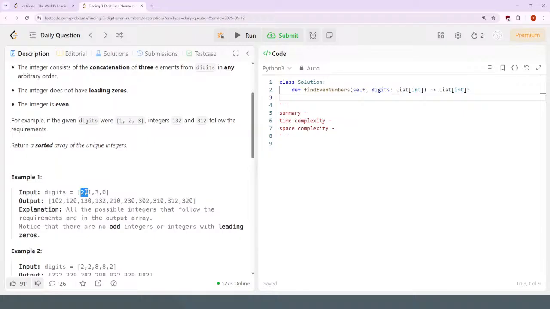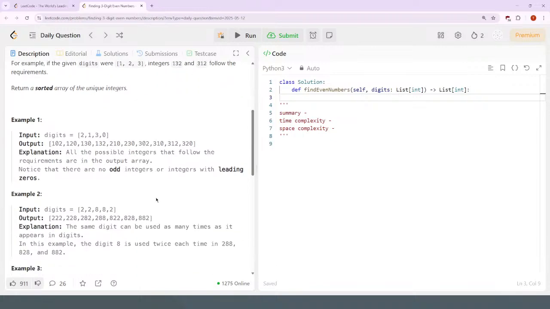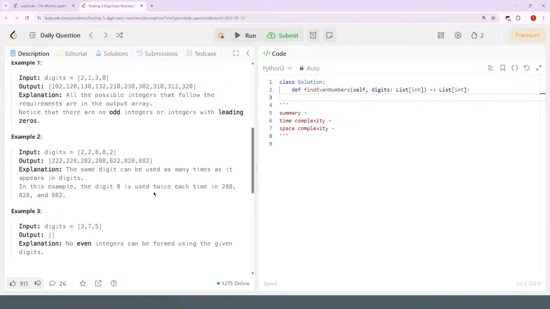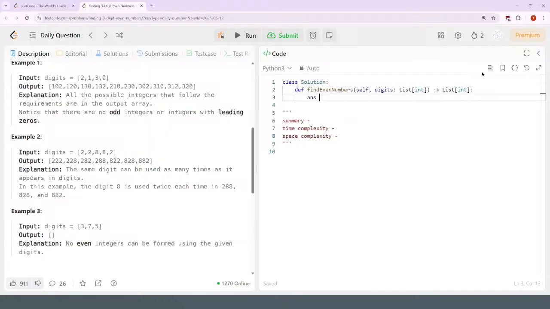Okay, so 2130, it has to end with the 2 or the 0. And then it needs to be 3 digits, so it could be any of these, okay. It needs to be sorted. Alright. Interesting. So okay, the answer is going to be an array of values.